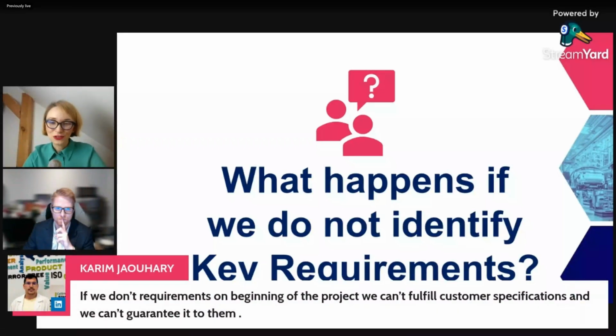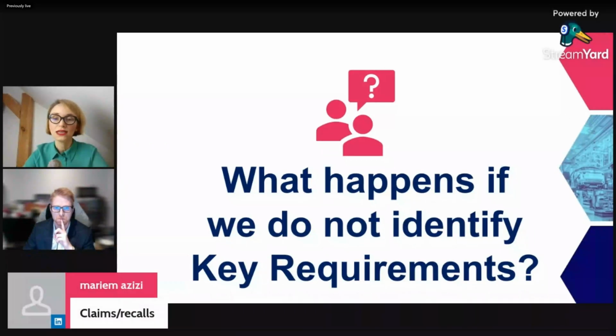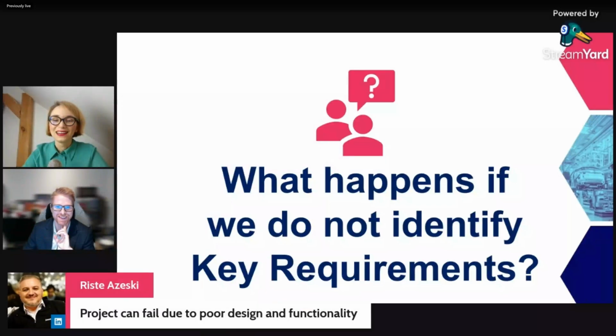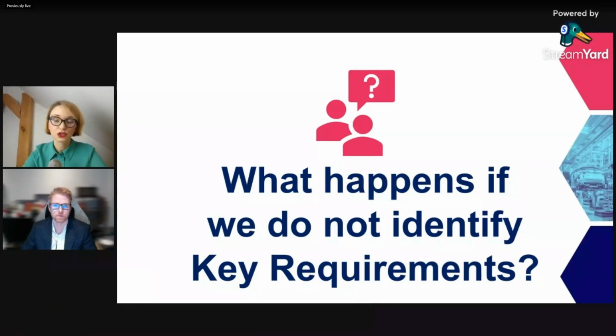What else? If we don't have requirements at the beginning of the project, we can't fulfill customer specification and we can't guarantee to them. Oh, this is a really nice comment. Claims, recalls, yes. Somehow I was waiting for this. Yes, a project can fail due to poor design and functionality. Yes, that's true. I know a few of such projects.